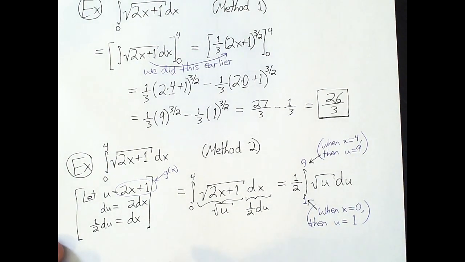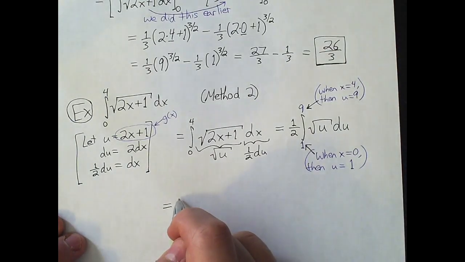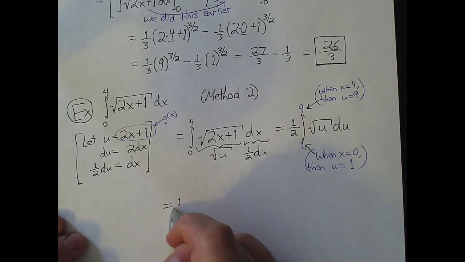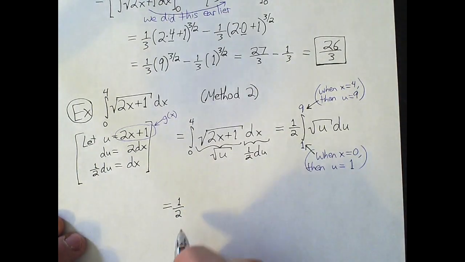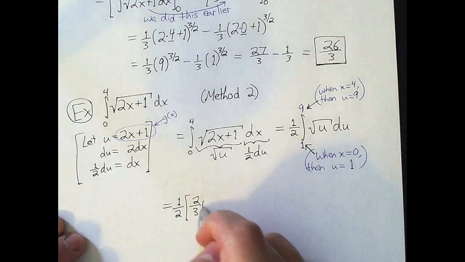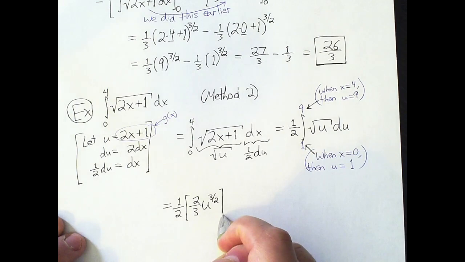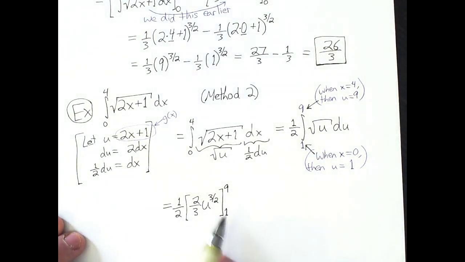Now we can continue the problem from here, and what's actually nice about this method, like that seemed like some extra work that we had to think about, is we don't actually have to convert it into terms of x. We can get 2/3 u to the 3/2. I'm not going to write the plus c. 9 and 1. We can just finish it from here.